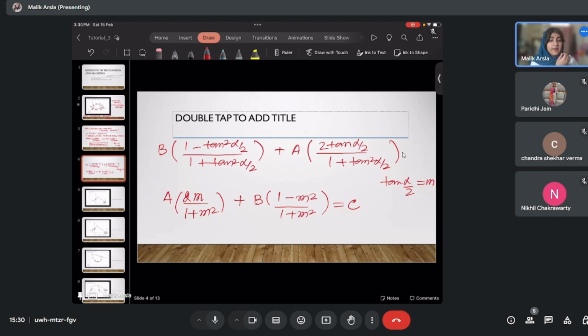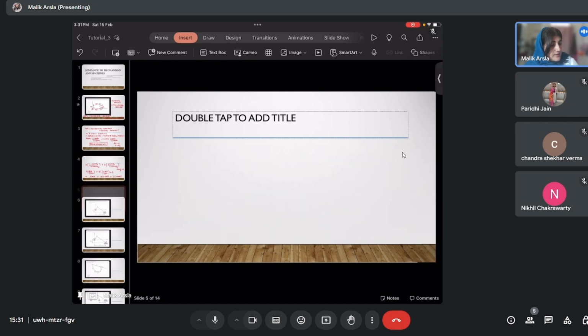Any doubt till here? Yeah, somebody has to say something. Okay. So now we can solve this equation. It will be 2ma plus b into 1 minus m square is equal to c into 1 plus m square, right? Is it okay? Is it okay till here?